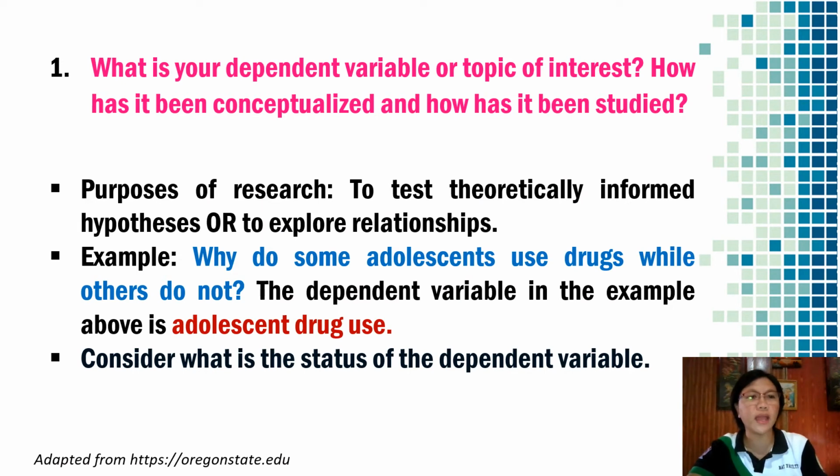First, we're going to answer: what is the dependent variable or the topic of interest? How has it been conceptualized and how has it been studied? The purpose of the research is to test theoretically informed hypotheses or to explore relationships. An example of that is, why do some adolescents use drugs while others do not? The dependent variable in the example above is adolescent drug abuse or drug use. Consider what is the status of the dependent variable.